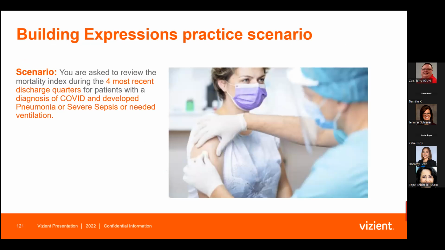So here's a practice scenario that we show. Again, I don't know if this is real world or not. When we come up with our scenarios, we try to at least be mindful of that. But so you're asked to review the mortality index. So we want to look at the O to E ratio mortality for the 4 most recent quarters for patients who had COVID and also had pneumonia or sepsis or needed a ventilator. Okay, so that's our and/or stuff going on there.